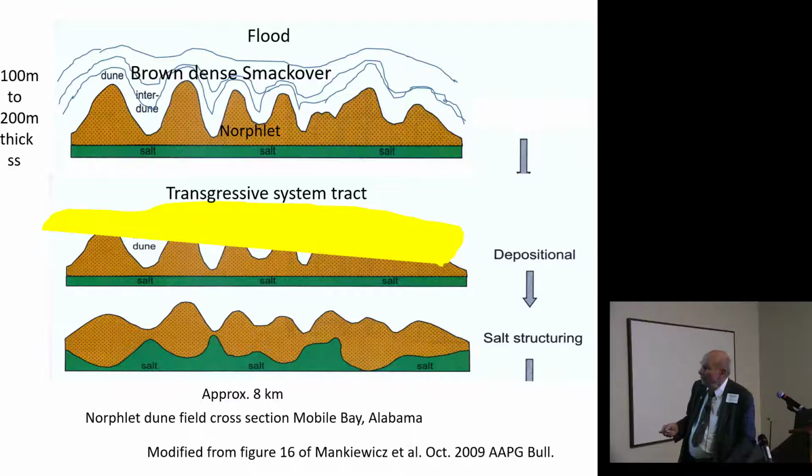Now, the situation that we have there is that the Brown Dense drapes over these dunes, covers them over, it's a good seal. It used to be the source pushing the gas down. Now the gas is out, it's a seal. If it was a transgressive systems tract, the dunes would have been cut off at the tops as the sea crept in. The sea did not creep in, it flooded up. And therefore we have this situation.